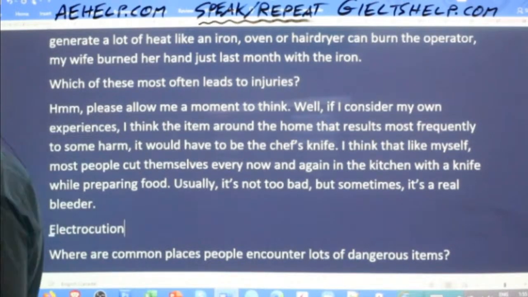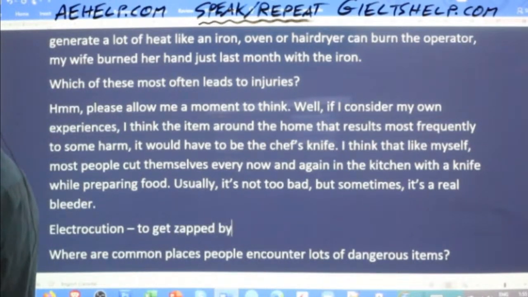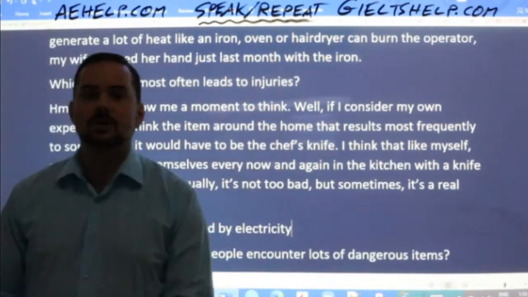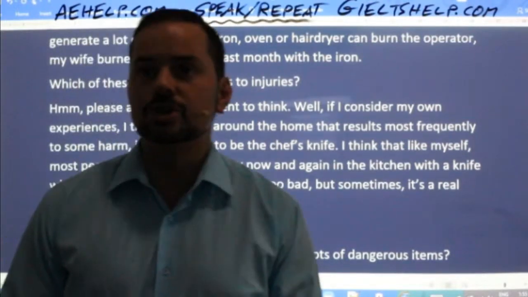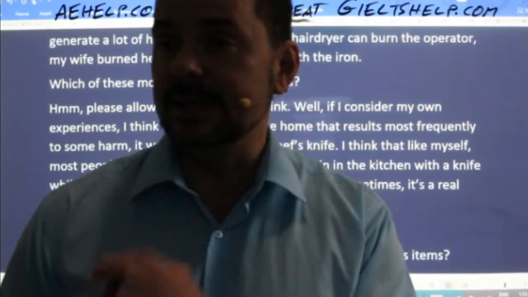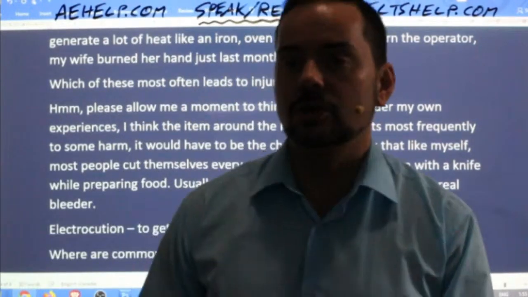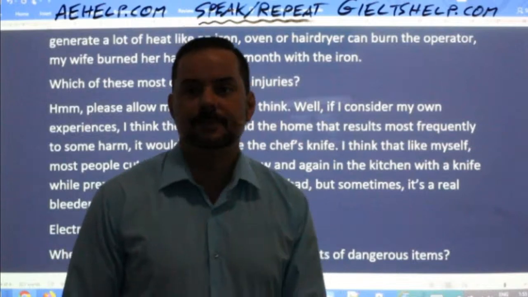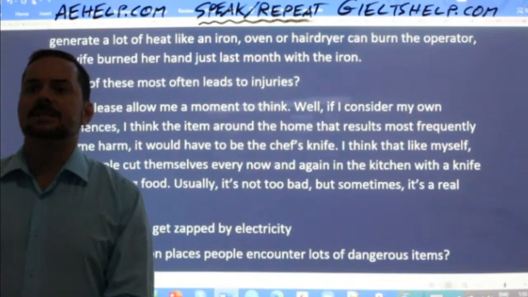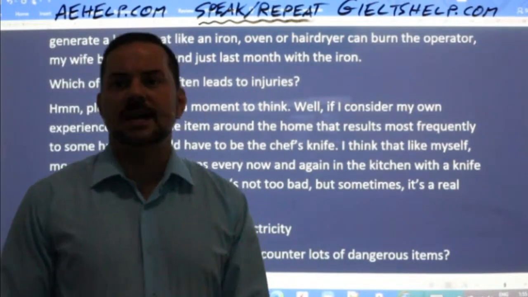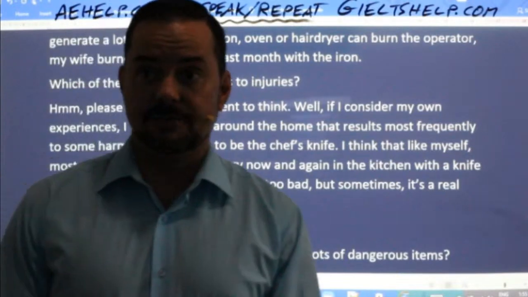Okay, that's what it looks like. To get zapped by electricity. All right, electrocute. Electrocute, electrocution. Okay, always make sure you write it down when you hear a new word. Okay, electrocute, electrocution. Okay. Honey says, in my mind, anything which has a sharp blade can often lead to injuries.